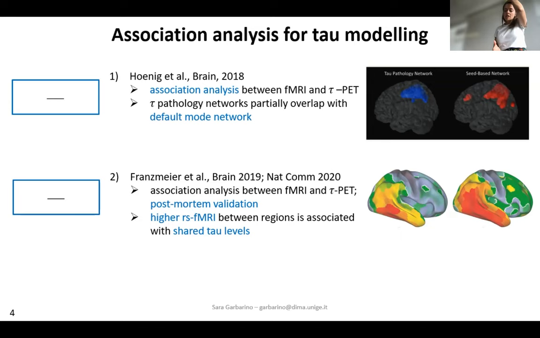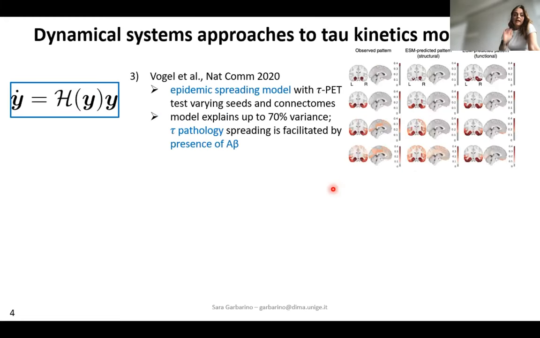So yeah, there is something there. I think particularly interesting is this paper here because they try to validate the results on postmortem brains, which is not very common. And yes, there are a couple more models for tau kinetics modeling. One is the paper from Vogel and colleagues where they use this epidemic spreading model, which we've seen already from Iturria-Medina, but with tau PET data, they tested varying seeding regions, varying connectomes. It's a very interesting paper with a lot of in-depth results and discussion.